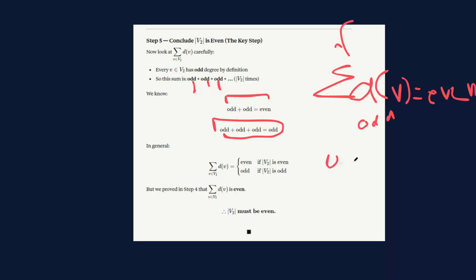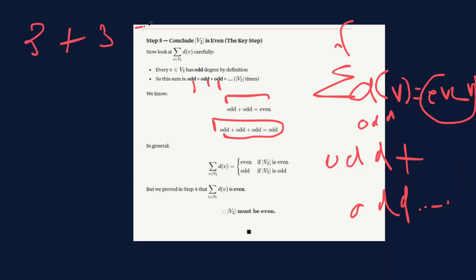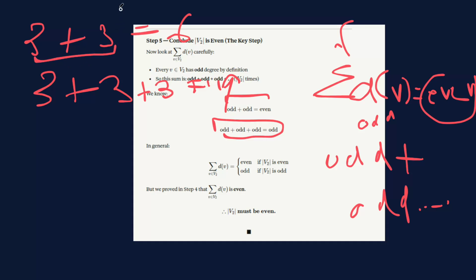If I'm adding odd numbers, let's say I don't know how many odd numbers I have, that is what we have to find: the number of vertices with odd degree. But if I'm adding all these odd values, I'm getting an even. If you see 3 plus 3, I'm getting 6. This we know. If I'm doing 3 plus 3 plus 3, I'm getting 9. So if I am adding an even number of odd values, then only I will get an even number.